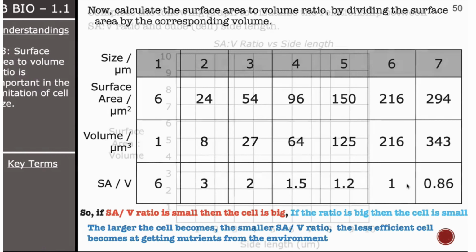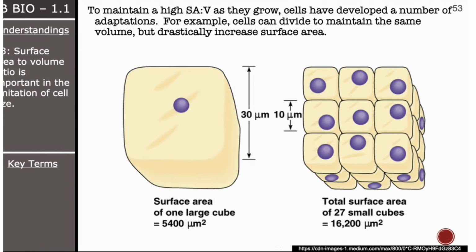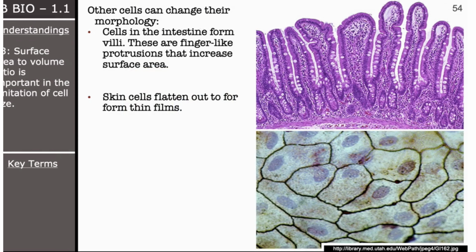Here we have the diagram. If the side length increases, the surface area to volume ratio decreases. This is how we can show this as a graph. To maintain a high surface area to volume ratio as they grow, cells have developed a number of adaptations. For example, cells can divide to maintain the same volume but drastically increase the surface area. Or other cells can change their morphology. Cells in the intestines form villi.